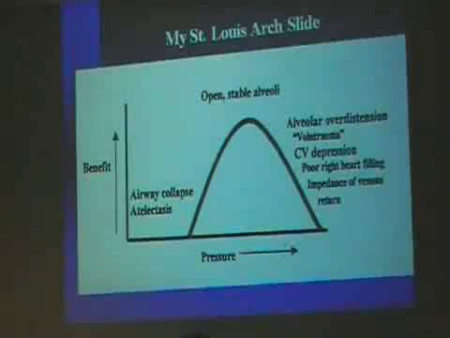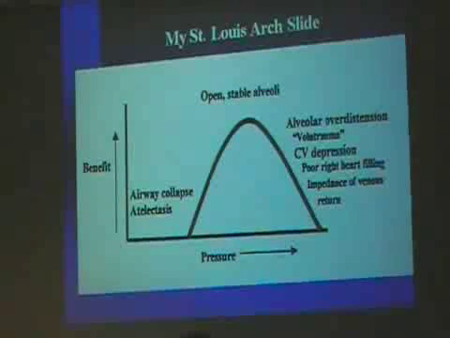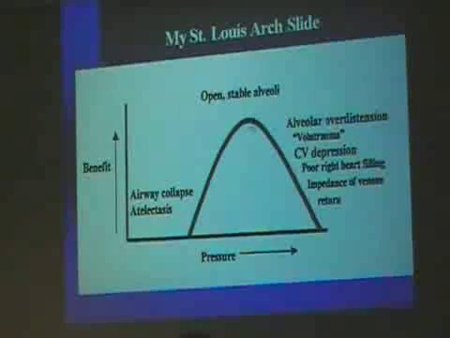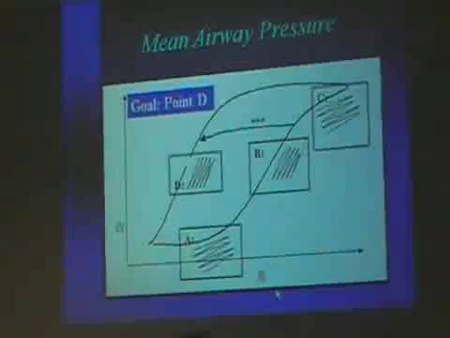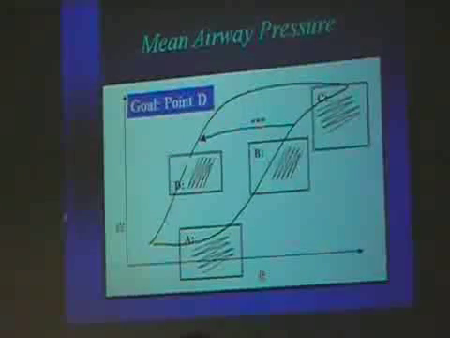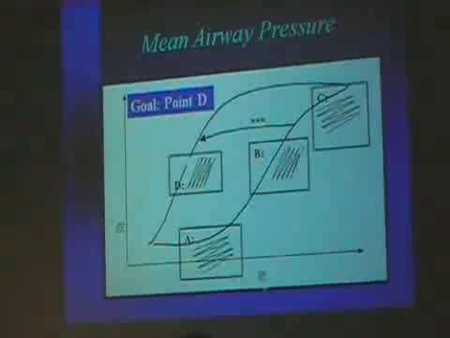Now, you've seen this before, you'll see it again. It's my St. Louis Arch slide, and the more boring way of showing it is that you need to be here at the top of the St. Louis Arch. You need to find where you're not collapsed and where you're not over-distended. If you look at the pressure volume curve, this is what happens. Here's pressure along the x-axis, and here's volume along the y-axis.